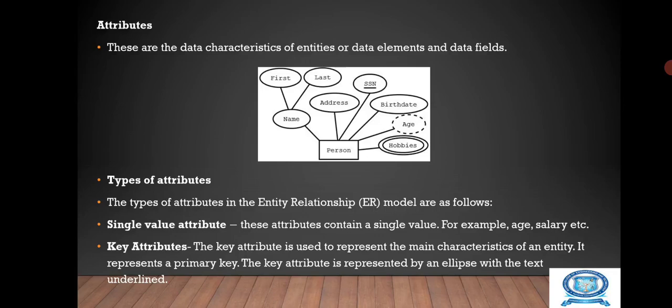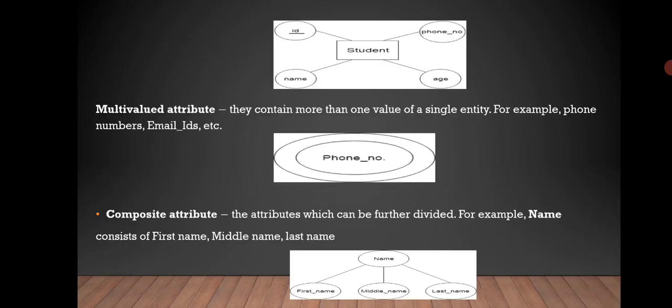Types of attributes. The types of attributes in an ER diagram are, first, simple attributes, which contain a single value, for example, age, salary, etc. The key attribute is used to represent the main characteristic of an entity and it represents the primary key. The key attribute is represented by an ellipse with the text underlined. In this example, the SSN is the primary key attribute, and here the ID is the primary key attribute.